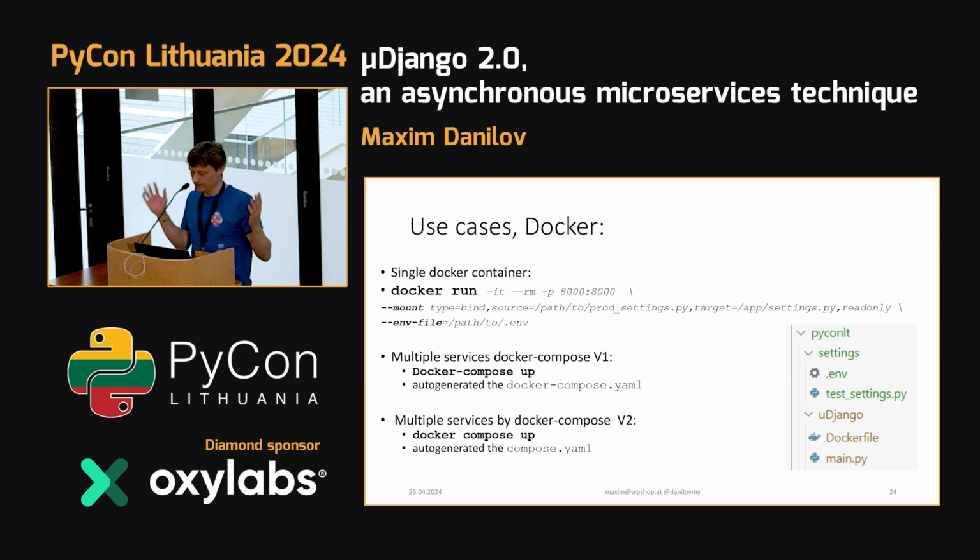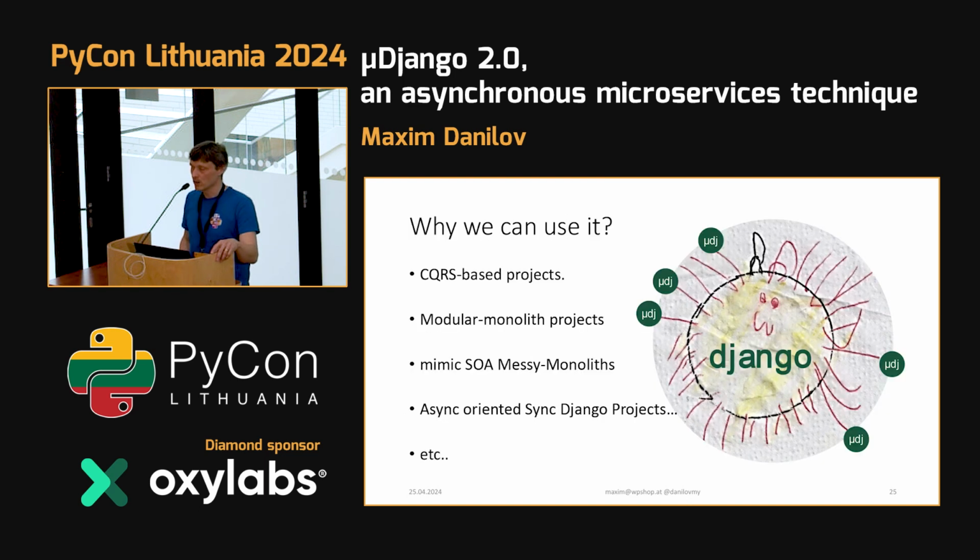Okay, in this case, you see the project contains micro Django, Dockerfile, and main.py, and settings I add to the project at start: be it testing, development, or production. Why can we use it? At first, we used it very successfully in a CQRS-based project. For example, only to read data from the database, it works perfectly, brilliant. Also, we use it in a modular monolith project. Once more, we speak about it tomorrow.